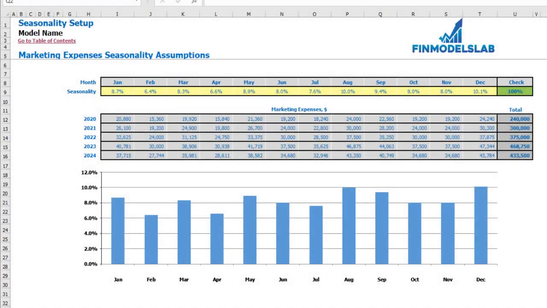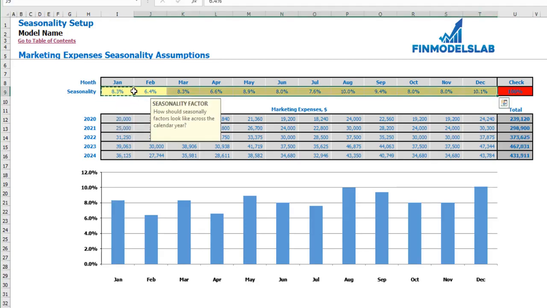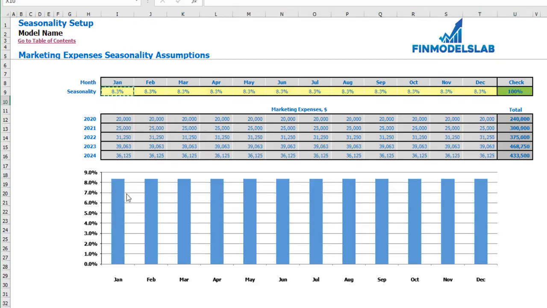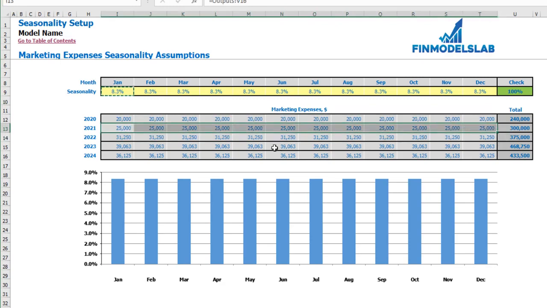On the seasonality tab, you can input your marketing expenses seasonality assumptions, allocation by months across the year. If you don't need any allocation of marketing expenses, you can just put equals 1 divided by 12 and copy this across all the months, and you will not have any seasonality across the year. It means that across all the months your marketing expenses will be equal by year.